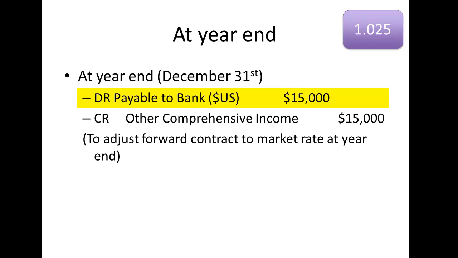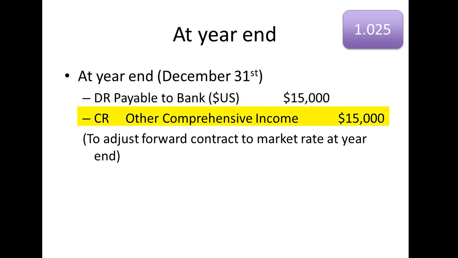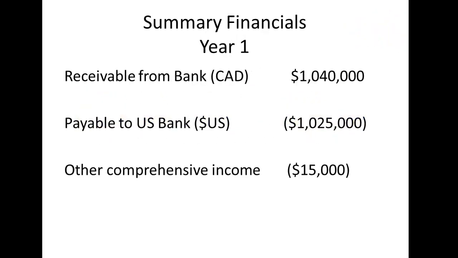So what GAAP allows us to do when we use hedge accounting is to defer recognition of the gain by parking it in other comprehensive income. And in this situation, our financials would look like this. Once again, the receivable and the payable to U.S. Bank would be offset in the financial statements. And the $15,000 gain would reside in accumulated other comprehensive income.